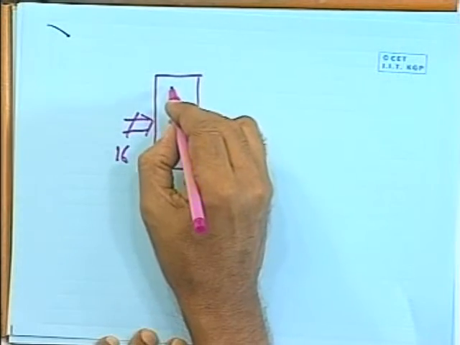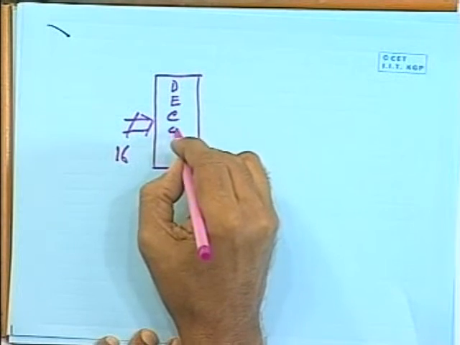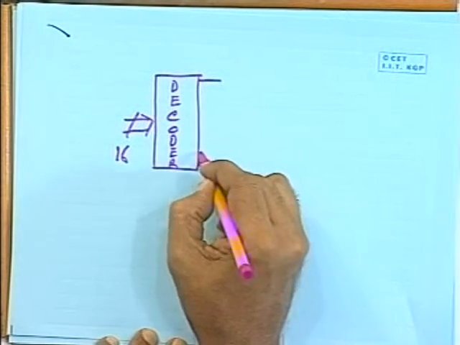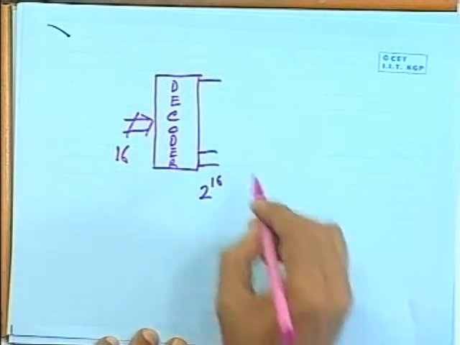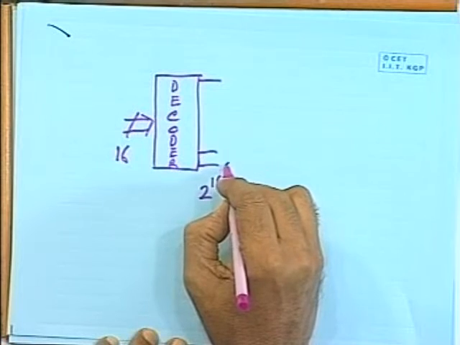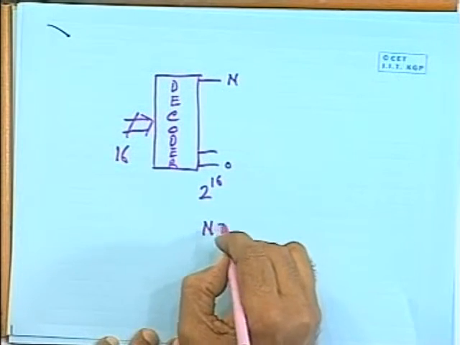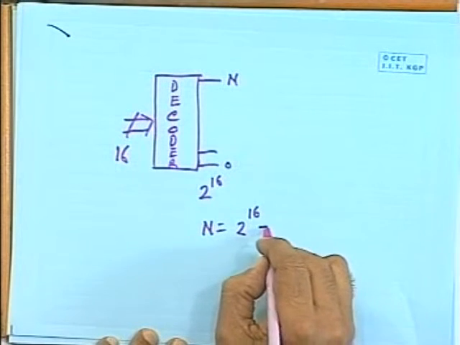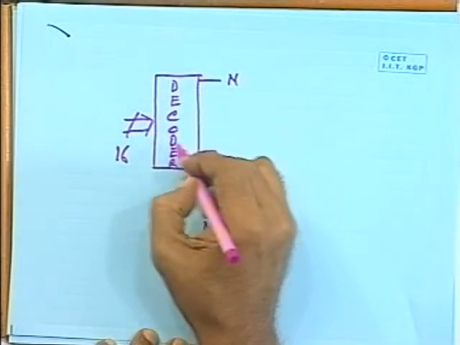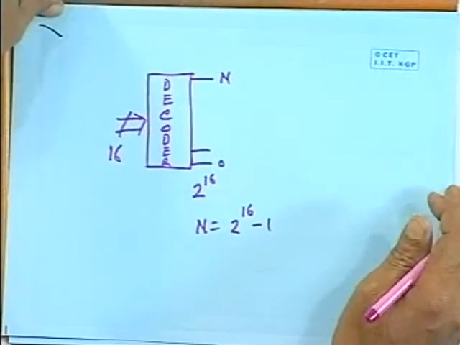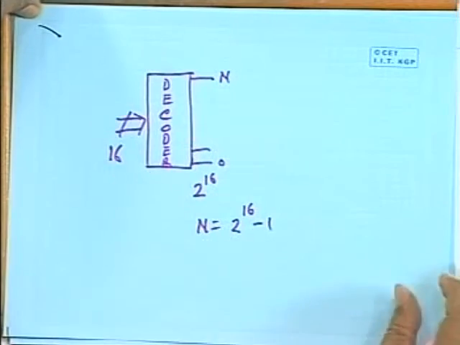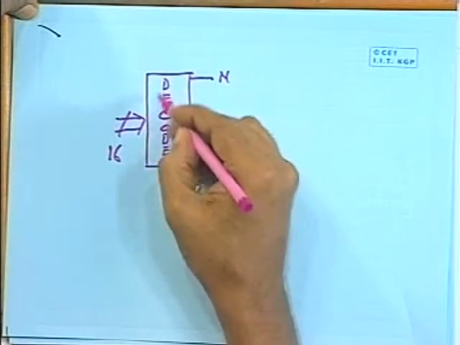So after you apply 16 address lines, it will go to a decoder, and the decoder will generate how many lines? 2 to the power 16. So the decoder will require, say, this is your 0 to n, where n is equal to 2 to the power 16 minus 1. So 2 to the power 16 functions are to be generated, and each decoder function is a function of 16 variables. So the decoding circuit is very complex.